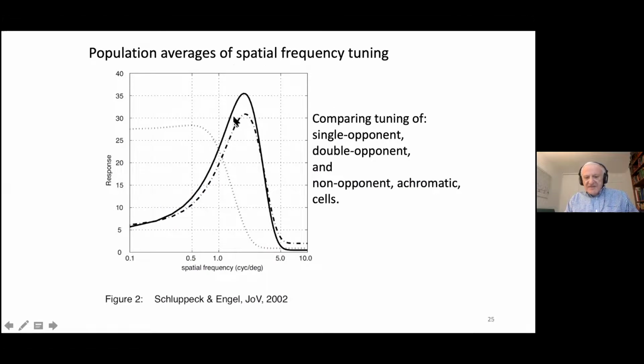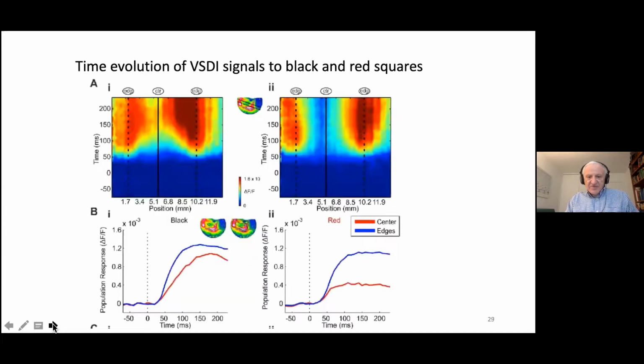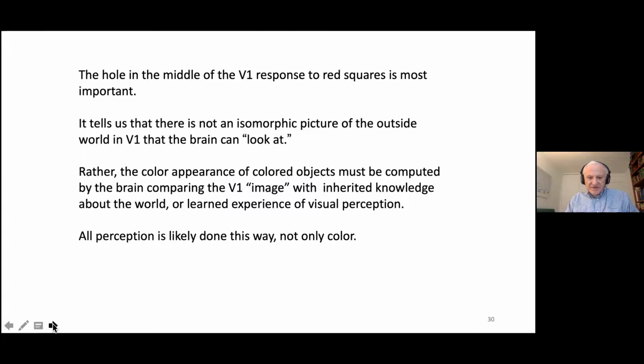Remember, going back to this, if in fact the double opponent cells are most important for color perception, you might expect that fine patterns that activate the double opponent cells would be most colorful. And if you thought that the single opponent cells were most important for color, you'd think that low spatial frequency, coarse patterns, blurry patterns would be most important for color. And it turns out, I wouldn't be talking to you if I thought that it was the blurry patterns.